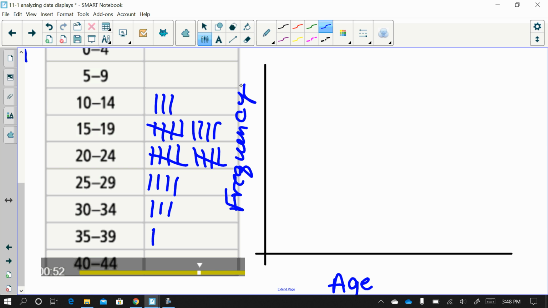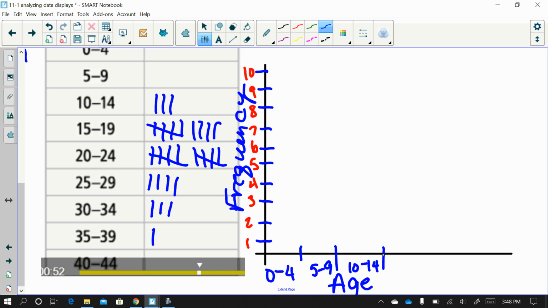Our highest is 10, so I've got to go 10 marks on here. So 1, 2, 3, 4, 5, 6, 7, 8, 9, 10. And of course, you can label those. Then my age, my first is 0 to 4. Then I had 5 to 9. Then I had 10 to 14. 15 to 19, hopefully I can put these all in. 20 to 24. 25 to 29.